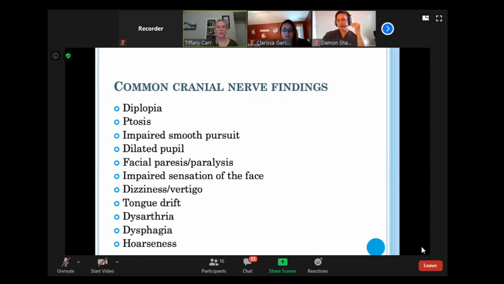All right. So common cranial nerve findings. He's going to go into a little more detail on all of these: diplopia, ptosis, the impaired smooth pursuit, dilated pupil, facial paresis paralysis, impaired sensation of the face, dizziness, vertigo, tongue drift, dysarthria, dysphagia, and hoarseness.